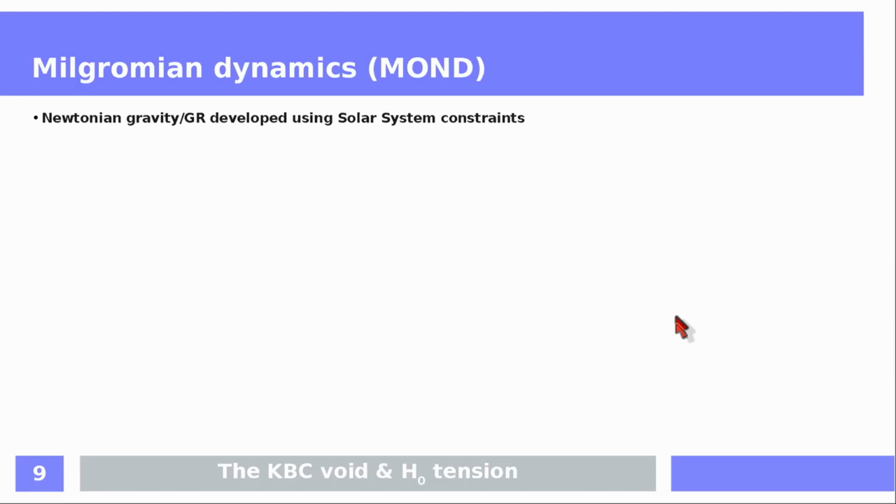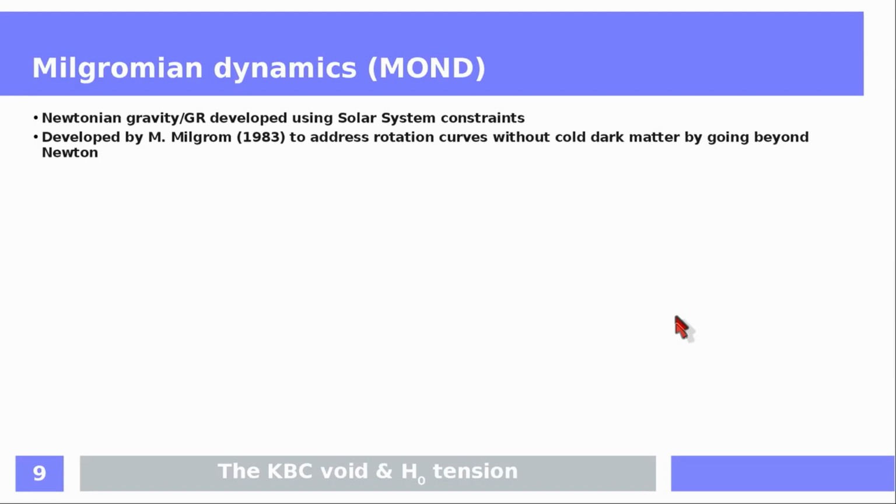The reason this is an interesting idea is that Newtonian gravity and even general relativity were developed using solar system constraints more than 100 years ago. Importantly, they also did not account for quantum mechanics, which I'll come on to in a sec. But the main empirical constraints were then potentially very seriously out of date. The addition of more recent data from galaxy rotation curves, such as what you saw in the previous slide, led Mordechai and Milgrom in 1983 to try and address the actual observations of galaxy rotation curves without assuming cold dark matter by going beyond Newtonian gravity.